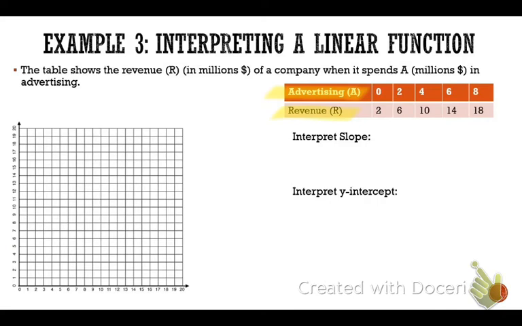All right. So they're spending money on advertising. Do my forms of advertisement translate to revenue? Meaning, the more money I put into advertising, is it increasing my revenue? That's what we're looking at. So the first thing I want you to do is graph each one of these ordered pairs. Go ahead and plot each one of these ordered pairs on your graph.